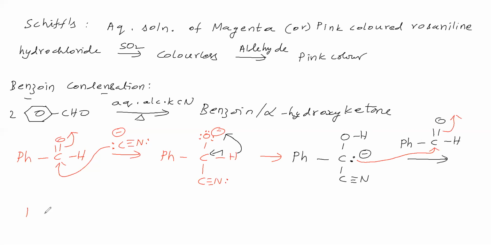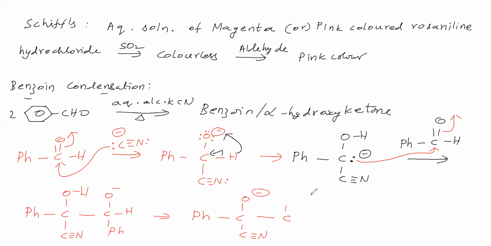So what are we getting? PhCH(OH)... here CN, here CO minus, here H, here Ph. Okay, like this we are getting. Next step is what? From here H plus is transferring to this place. From this OH group, H plus is going to this O minus. So we are getting Ph C, this O minus, here CN, here COH, H, Ph. This OH is donating H plus, therefore this O minus takes that H plus.